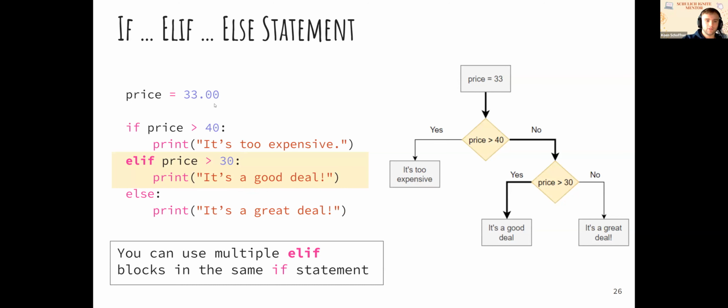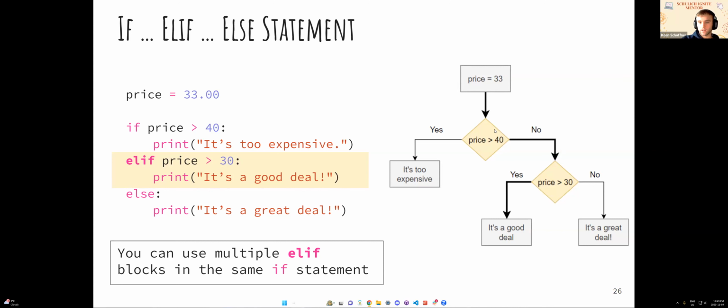We have price is equal to $33, or 33.00. We check first if the price is greater than 40. We're going to run this. We know it's not, it's 33. Then we're going to check if the price is greater than 30. If it is, we're going to print this. And if neither of those first two conditions are right, then we're going to just print it's a great deal. So this is a diagram to show what happens.